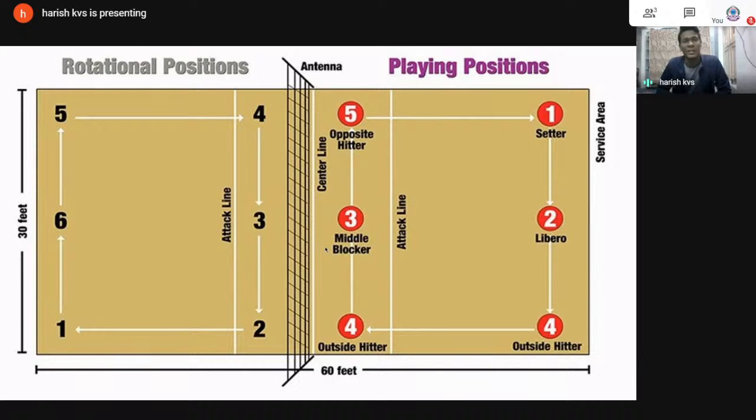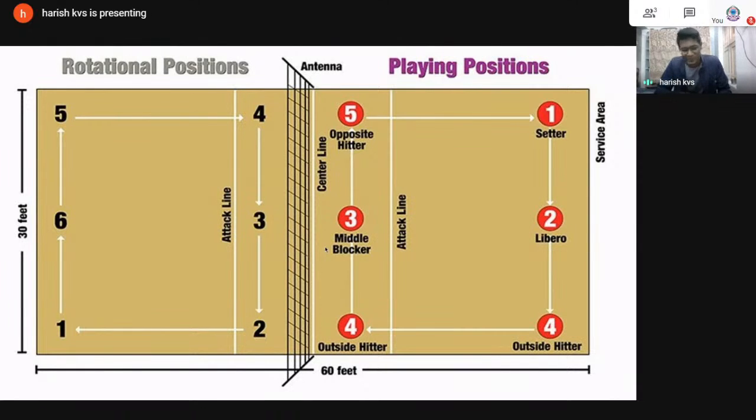After that, during the gameplay, they need not be in the same position. They can move here and there. They can play according to the gameplay. But only when the service is about to start, immediately after the point is scored, they need to follow this kind of rotational positions. So on the left side, it is as simple as that. They need to be in those positions. The moment they score a point, they need to shift one position towards their right side.